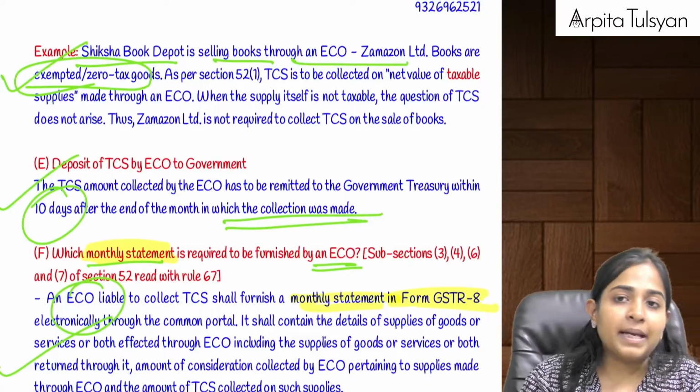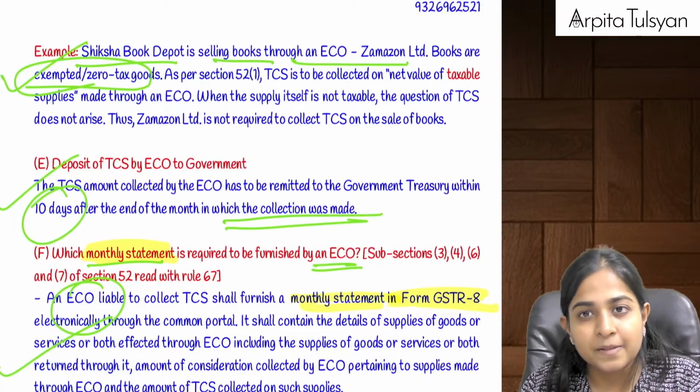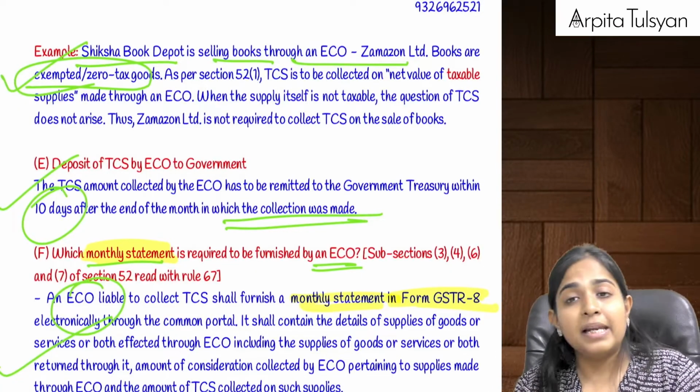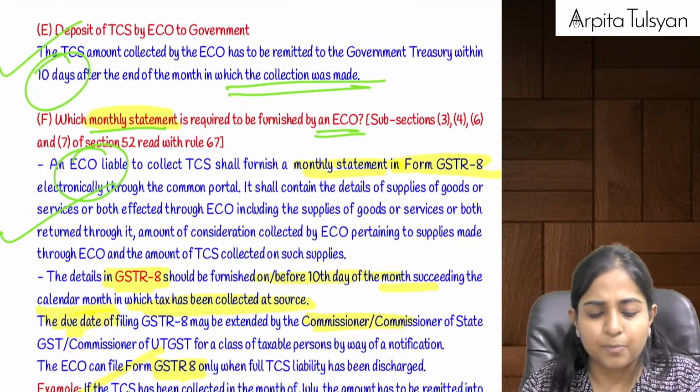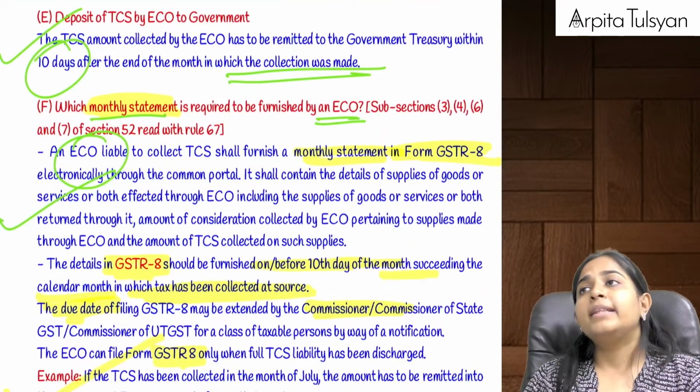And one more thing. TCS is not applicable in case of reverse charge mechanism. TCS will not be applicable in case of import of goods or services transactions, because there anyway customs provisions shall apply.